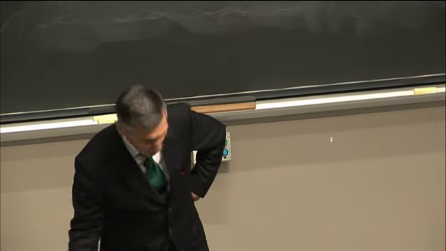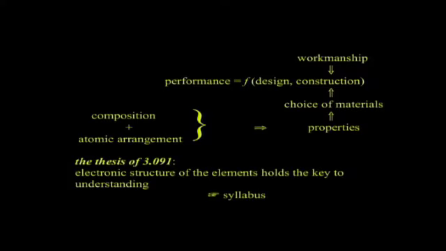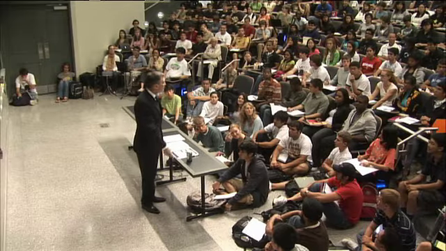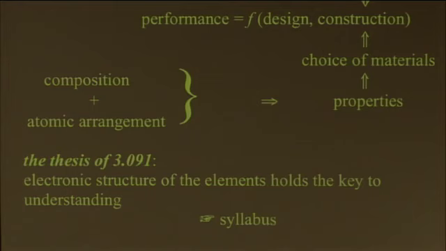Now, how do you determine the properties? Properties obviously are determined by the composition. We wouldn't make this thing out of sodium chloride. It would dissolve. So composition is important, but atomic arrangement is important as well.